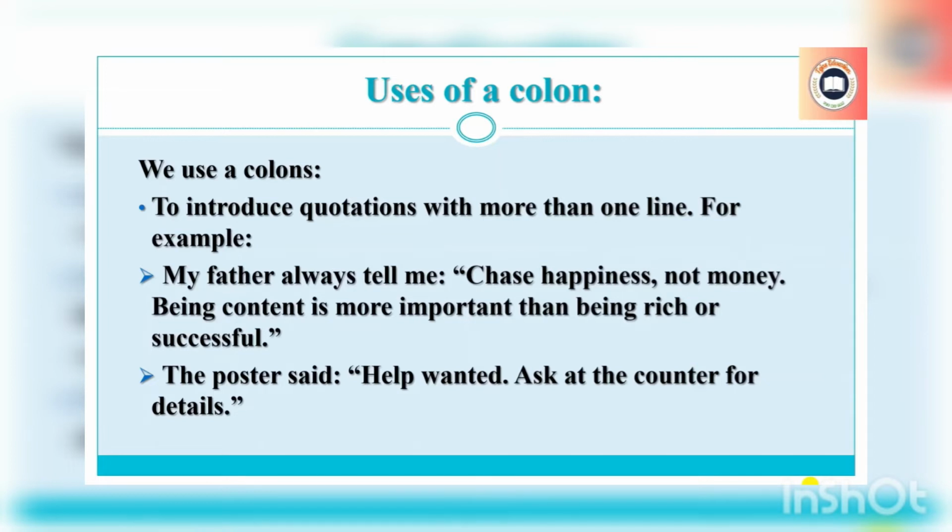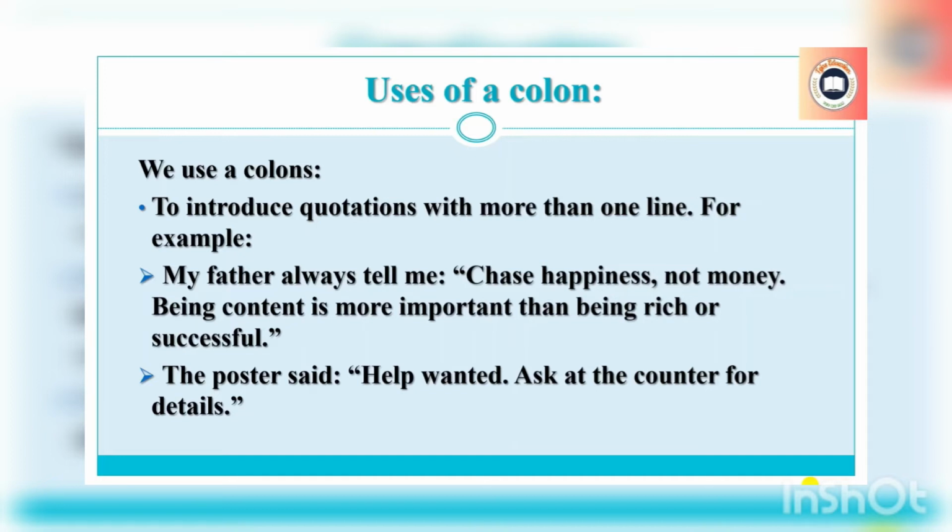So we use colons to introduce quotations with more than one line. Let's take a look at an example. My father always tells me: chase happiness, not money. Being content is more important than being rich or successful. Now you'll see the quotation here has two lines. One is chase happiness, not money, and the second line is being content is more important than being rich or successful. So in such cases, when there are quotations that have more than one line, you'll use a colon to introduce this quotation, right?